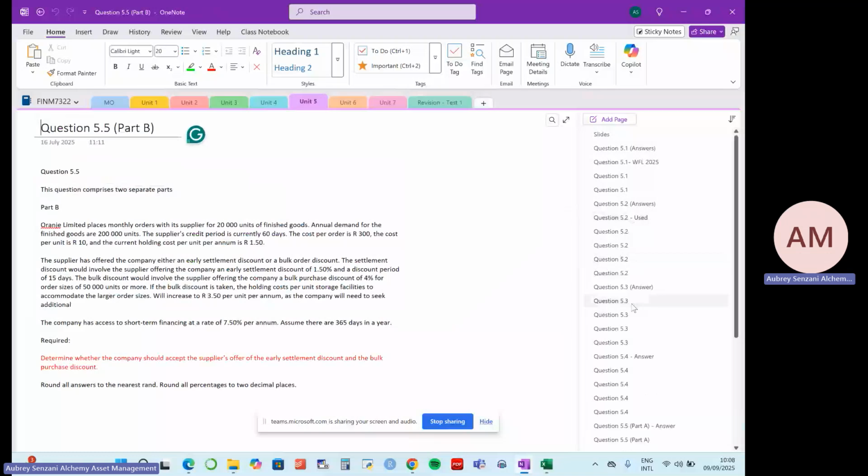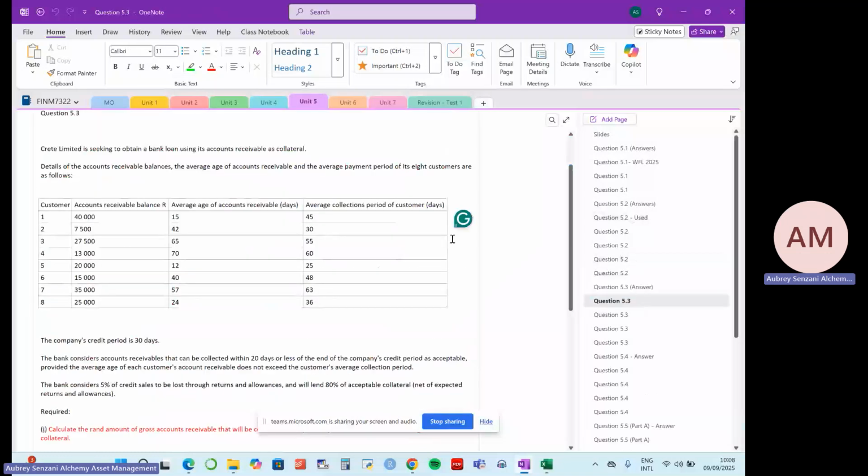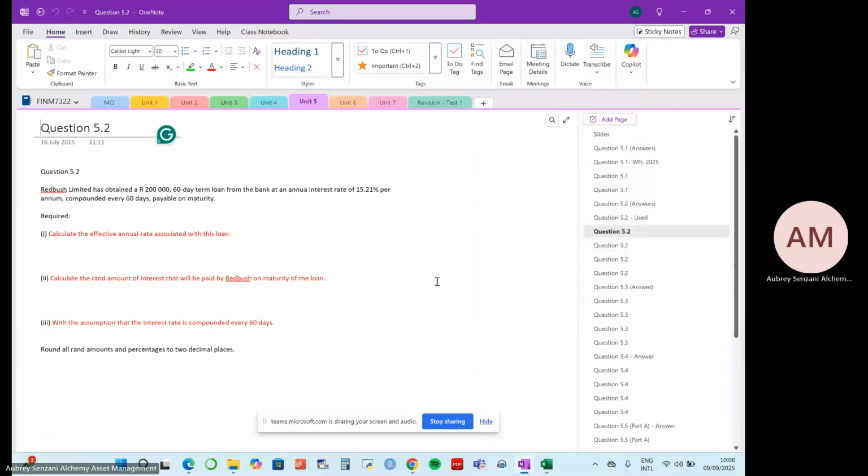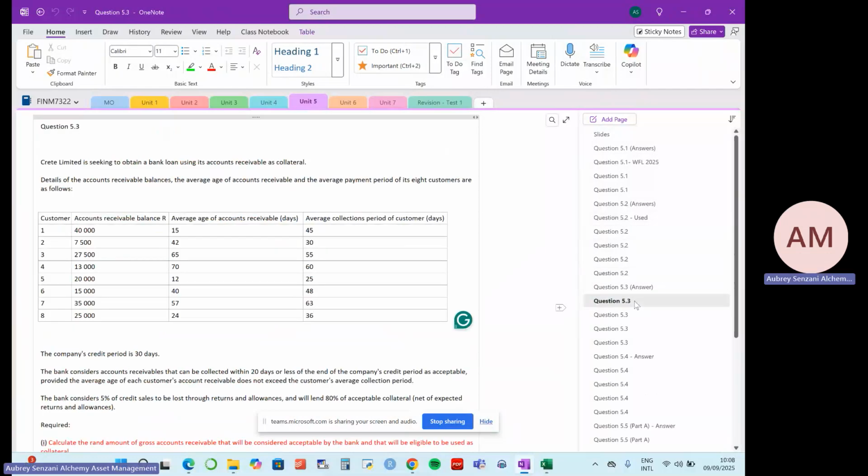Right. I realized yesterday that we did 5.2. Yeah. So I realized that I didn't share my screen. So 5.1 and 5.2, they are going to have to figure that one out. Huh?